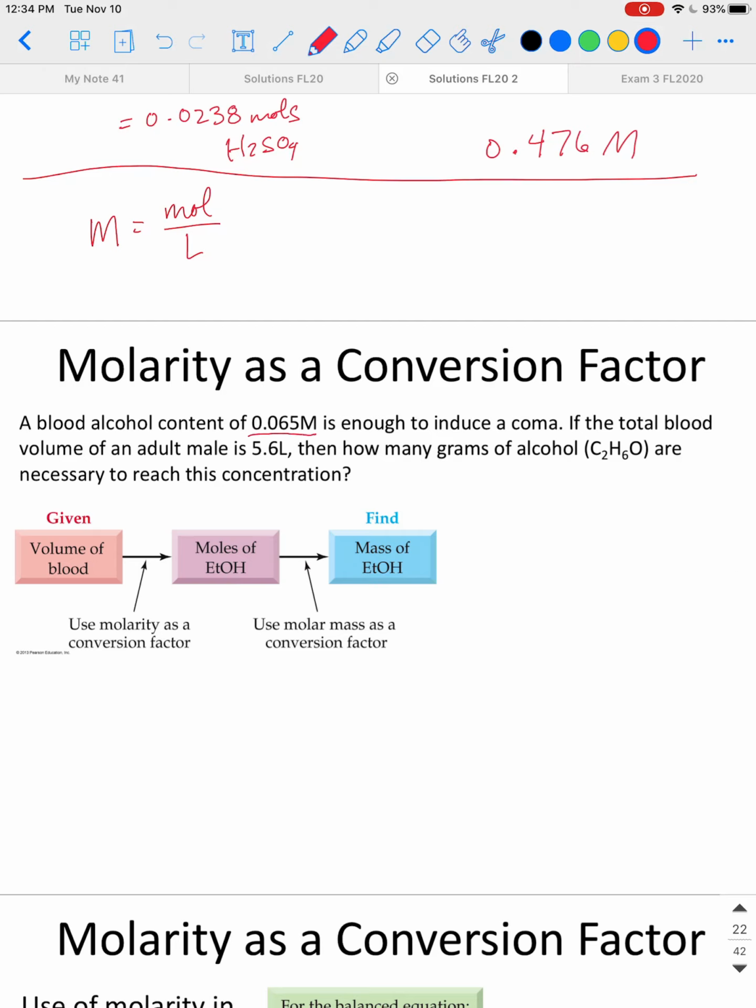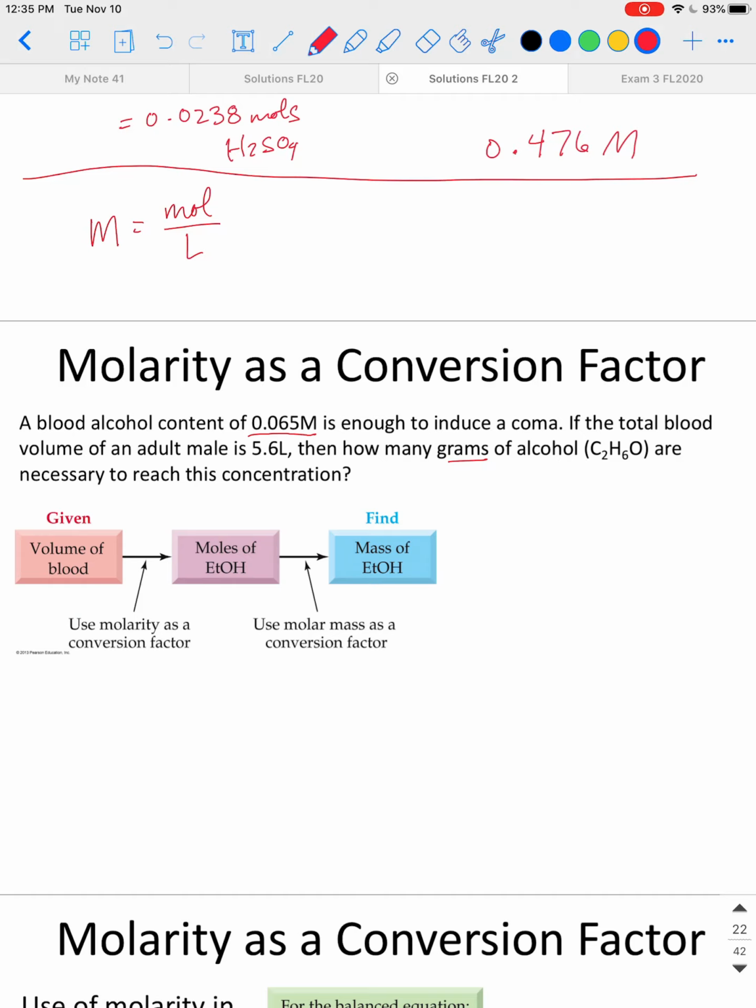It says a blood alcohol content of 0.065 mole per liter, meaning moles of alcohol per liter of blood, is enough to induce a coma. If the total blood volume of an adult male is 5.6 liters, then how many grams of alcohol are necessary to reach this concentration?